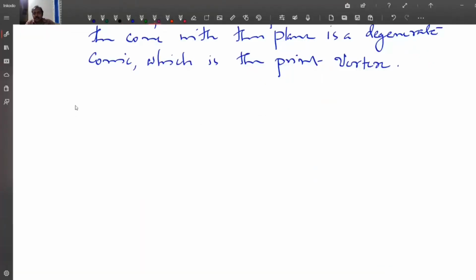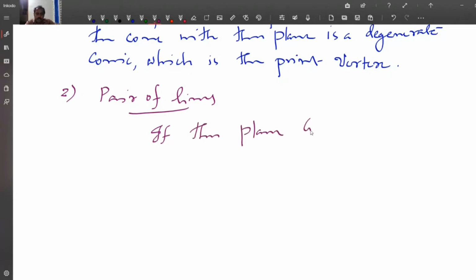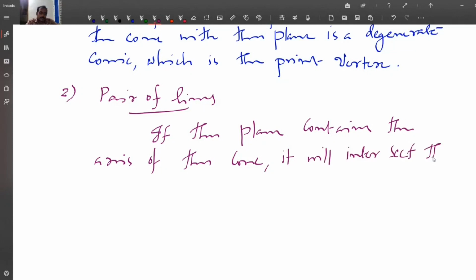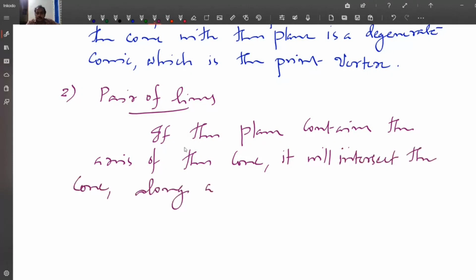Now we consider case 2, pair of lines. If the plane contains the axis of the cone, it will intersect the cone along a pair of lines. In this case also, we call this pair of lines the degenerate conic.